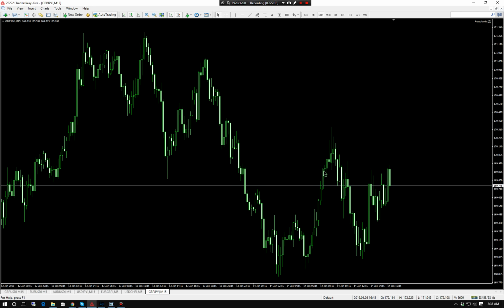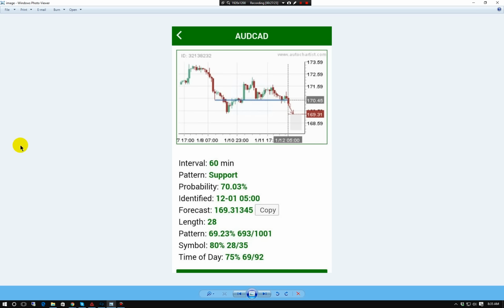So we covered the website and MT4. Now you also can get mobile alerts. Let's take a look at what a mobile alert looks like. This is a mobile alert.